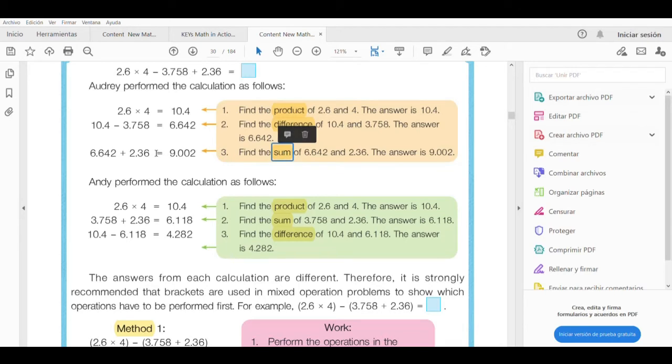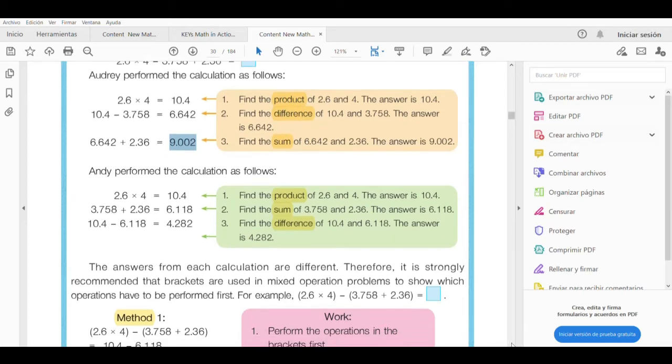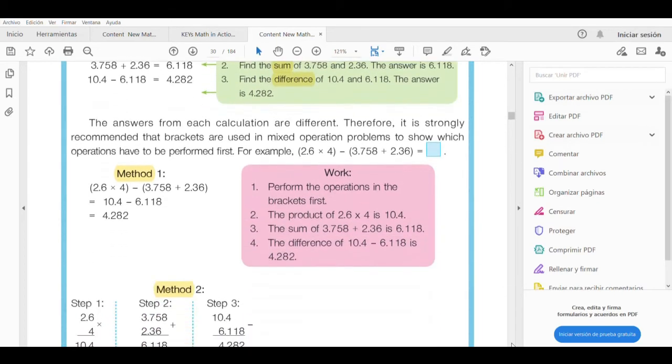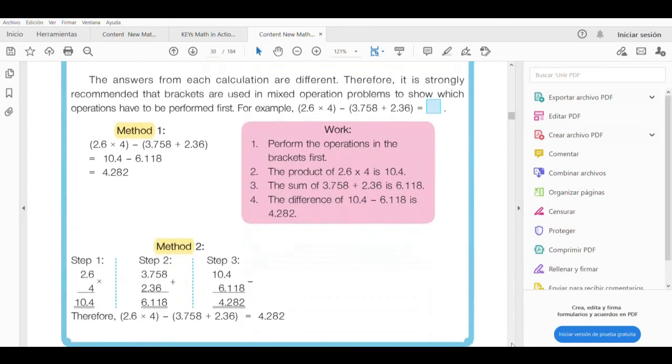Okay, sum is the answer of addition. We have an addition, and this is the answer of the addition, or the sum. This is 3 words that I want you to remember: product, difference, and sum. And now let's see one example of a mixed operation.